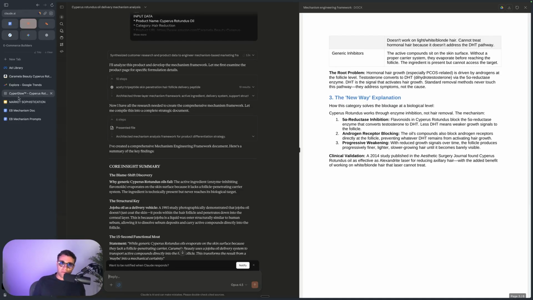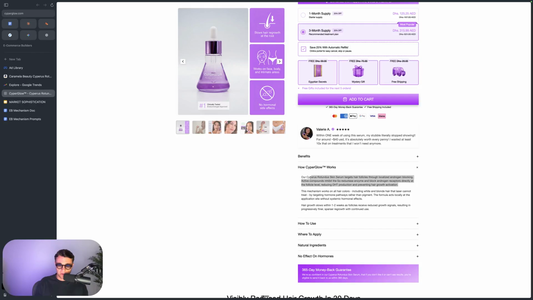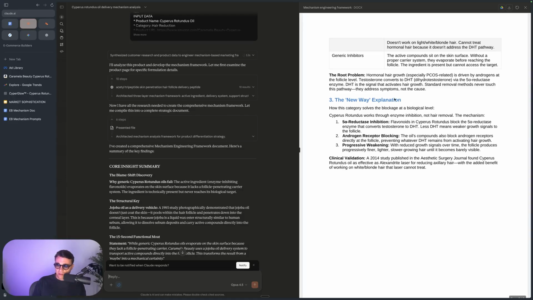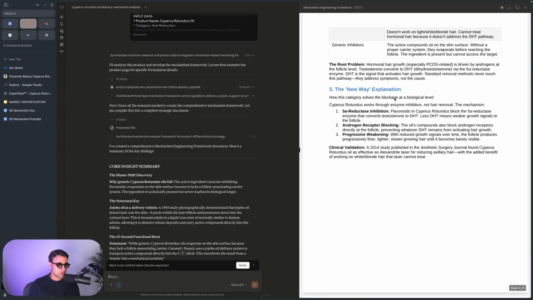Now you can see I've not even put in CyberGlow's product page or their URL, but if we revert back to this, Claude has already started to catch on to the mechanism that they're leading with at the minute, which is blocking androgens. And DHT is a signal that activates hair growth. Standard removal methods never touch this pathway. They address symptoms, not the cause. So it's essentially going down the mechanism route, getting to the root cause. It blocks DHT. It gets down into the follicle pathways because it's this new mechanism, aka new ingredient, of Cyperus rotundus oil.